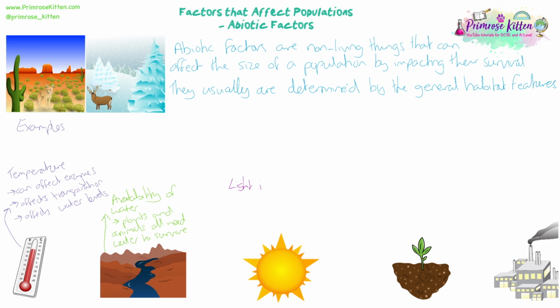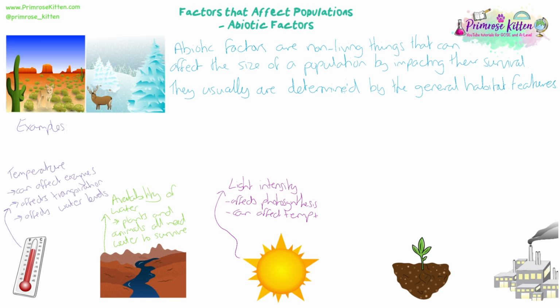Light intensity, again, being specific with our language here, try not to just say light. You can say light availability potentially, but light intensity is really what we're going for here. So we know the sun rises and falls every day, but it's about how intense that light can be. It obviously affects photosynthesis. The more light we have, the more photosynthesis the plants are able to do. So that will obviously affect plant growth and population size more.